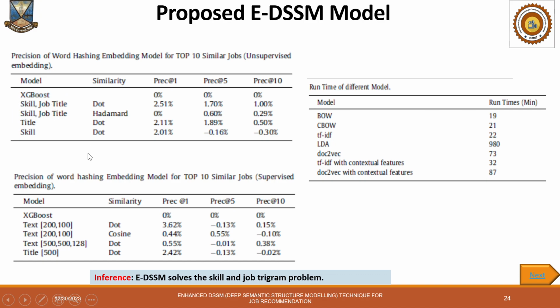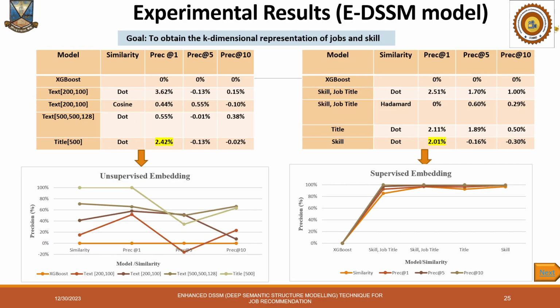We used a skill and job title multi-dimensional data set, and again in supervised embedding we used text of different dimensions. As we observe, the enhanced DSSM with supervised and unsupervised embedding provides a better prominent job as well as skill diagram as compared to the existing system. So this is what existing systems plot as compared to my EDSSM model.